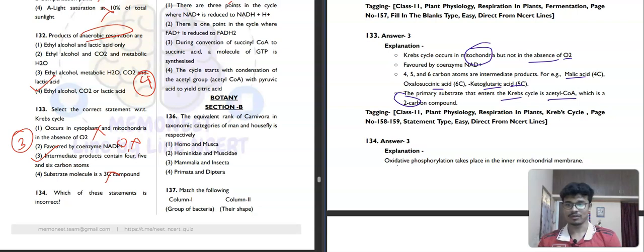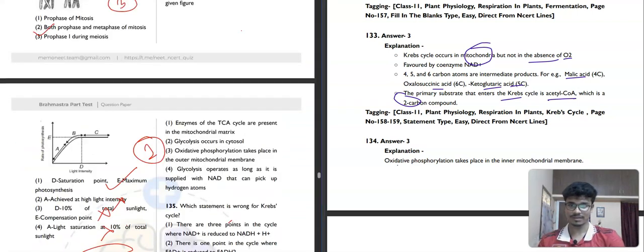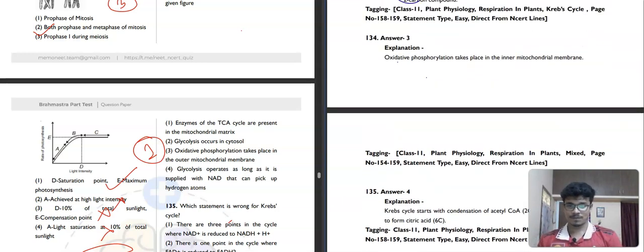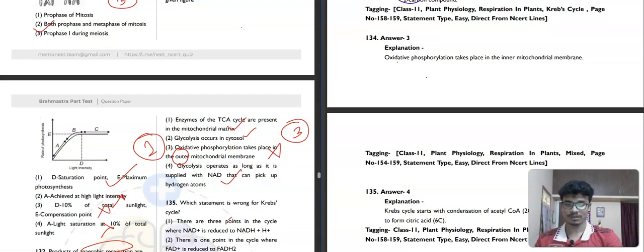Question number 134. Which of these statements is incorrect? Enzymes of the TCA cycle are present in the mitochondrial matrix, correct. Glycolysis occurs in cytosol, that means cytoplasm, correct. Oxidative phosphorylation takes place in the outer mitochondrial membrane? No, it takes place in the inner mitochondrial membrane, not the outer, so this is not correct. And glycolysis operates as long as it is supplied with NAD that can pick up hydrogen atoms. This is also correct. So the third option is the incorrect one. Question number 135.